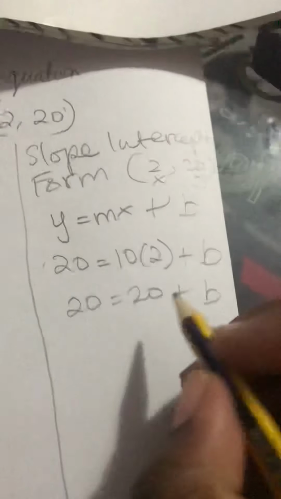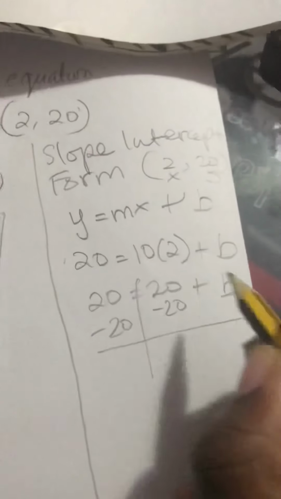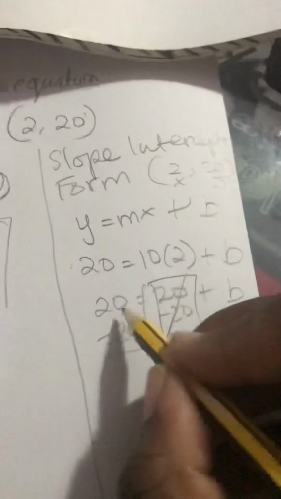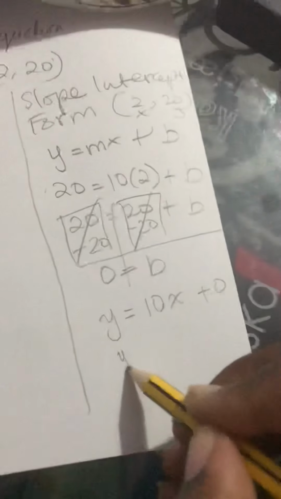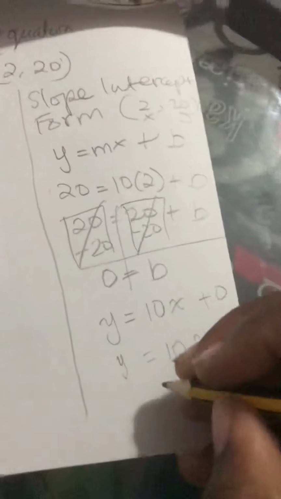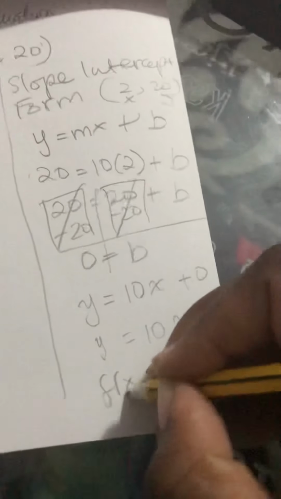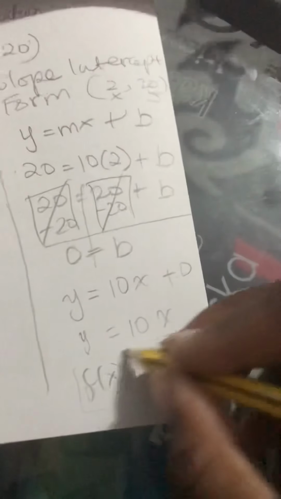I want b. I will minus 20 on both sides. This is 0. This is 0. So b equals 0. So what is my equation? Y equals 10x plus 0. I don't need to write the 0. Y equals 10x. Now this, I want to change it to a function. F of x equals 10x. And there is my answer.